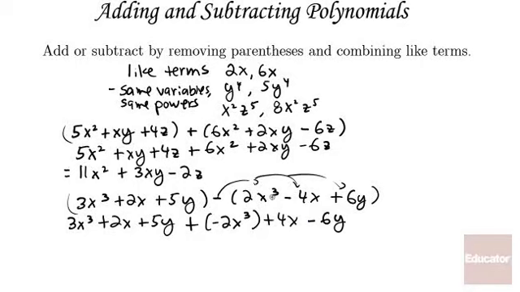Now, that allowed me to remove the parentheses, but I had to reverse the signs within the parentheses where the negative sign was applied. Okay, now combining like terms. 3x cubed minus 2x cubed gives me just x cubed. 2x plus 4x is 6x. 5y minus 6y is negative y. So again, just be careful when you're removing the parentheses, when there's a negative sign in front, that you apply that negative sign to each term within the parentheses.